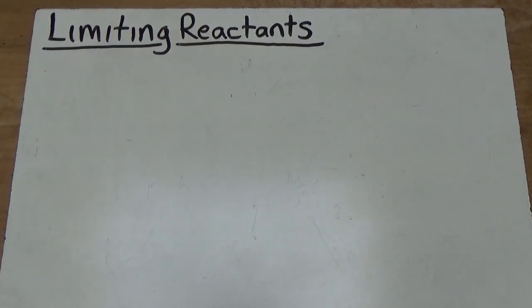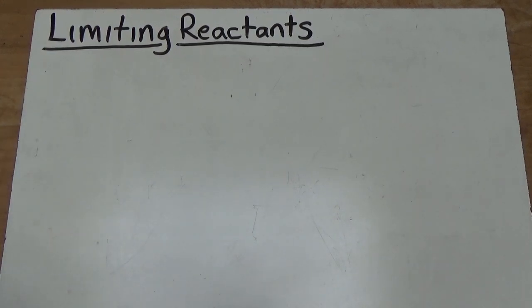Today's lesson is limiting reactants. Limiting reactants are sometimes a struggle for students, but they're just a way to think about when I will run out of a certain substance. The limiting reactant is always going to be the substance that you run out of first. Another way to think about it is it's going to be the substance that leads to the least amount of product produced.